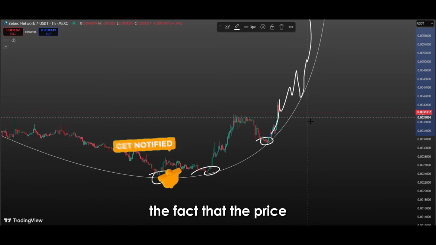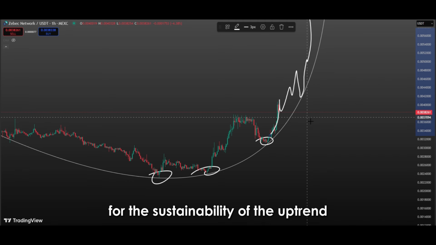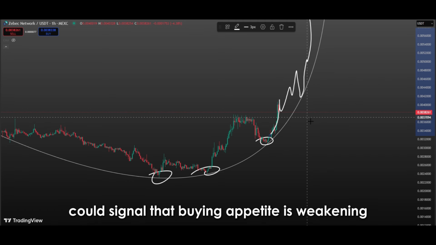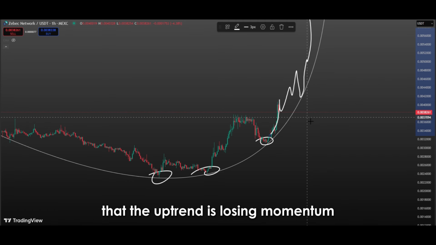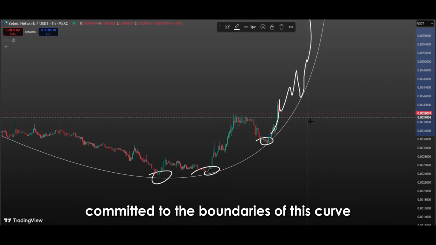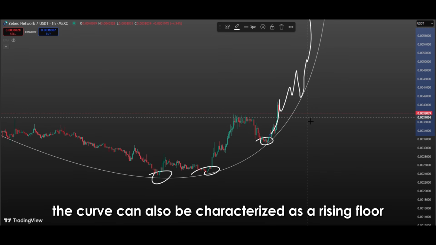The fact that the price continues to stay above this curve is a very positive indicator for the sustainability of the uptrend. This is because a dip below the curve could signal that buying appetite is weakening, that the uptrend is losing momentum, or that a correction is imminent. In the current situation, however, the price remains committed to the boundaries of this curve and continues its upward movement, using this area as a springboard on every pullback. In this context, the curve can also be characterized as a rising floor.